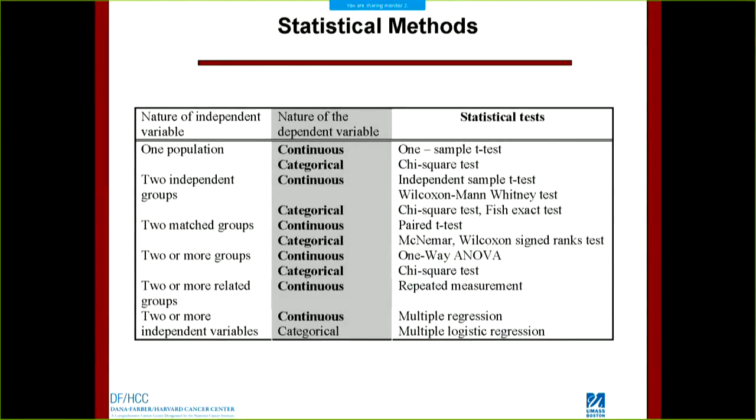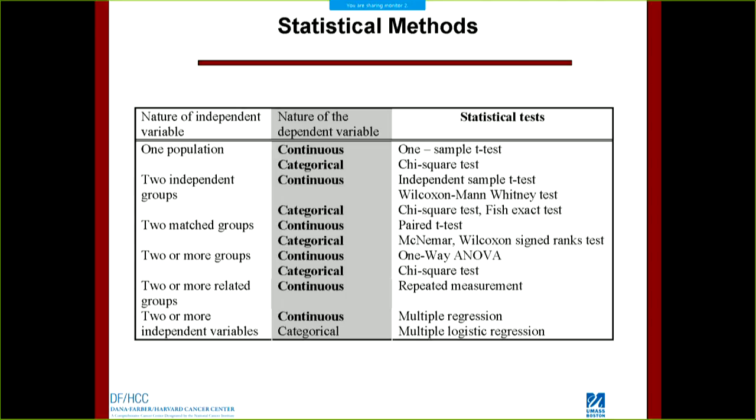It really depends on the independent variables and the dependent variables. Now, if there is only one population, like one group of data, then it depends on the outcome variable, the dependent variable. If the dependent variable is continuous, we can use one simple t-test to compare the average value.